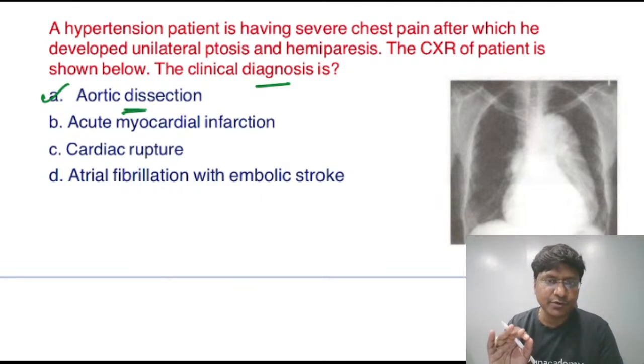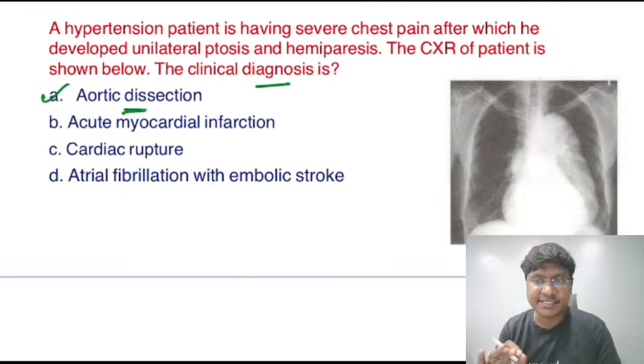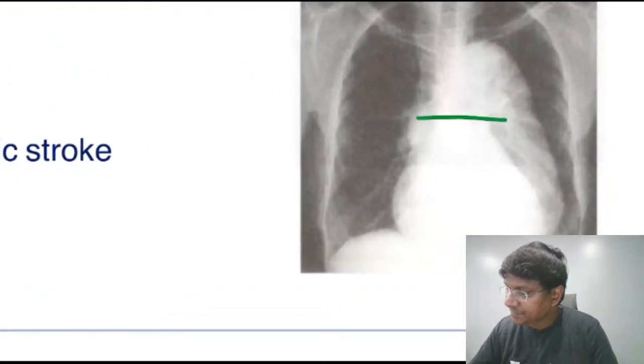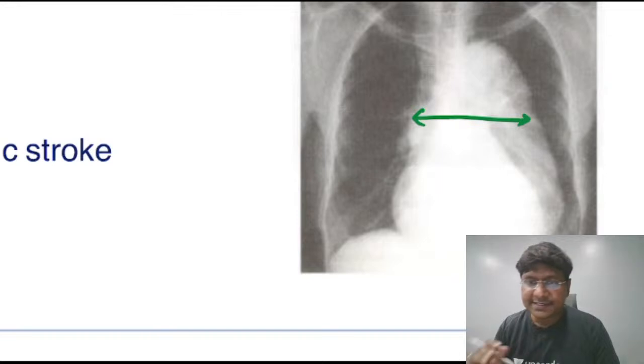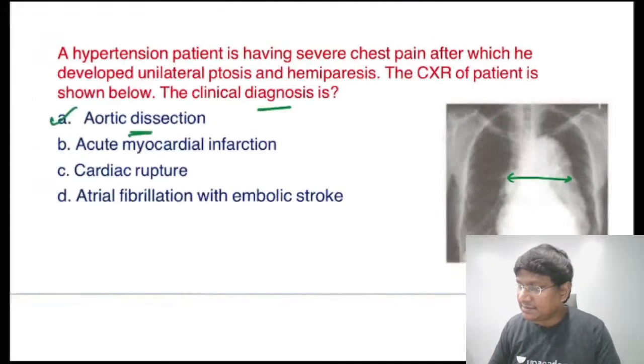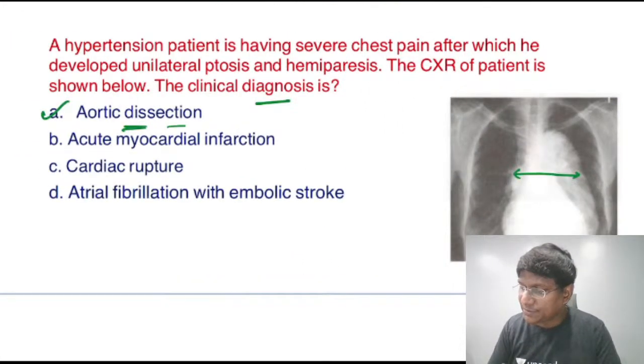Now, the main point in diagnosis is the chest X-ray finding. What you are noticing in the chest X-ray is widening of the anterior mediastinum in a patient with chest pain at rest. Right? Widening of the anterior mediastinum in a patient with chest pain at rest, and that is very much suggestive of aortic dissection. Now, what about the other options?